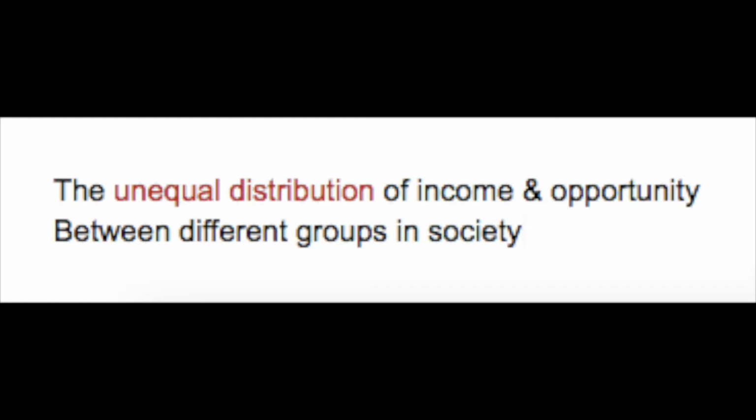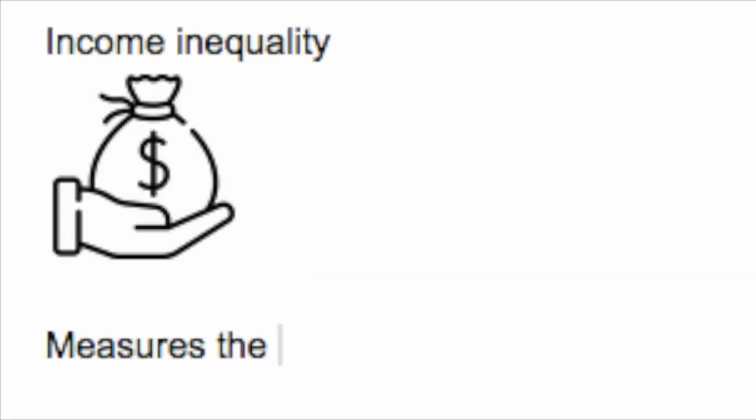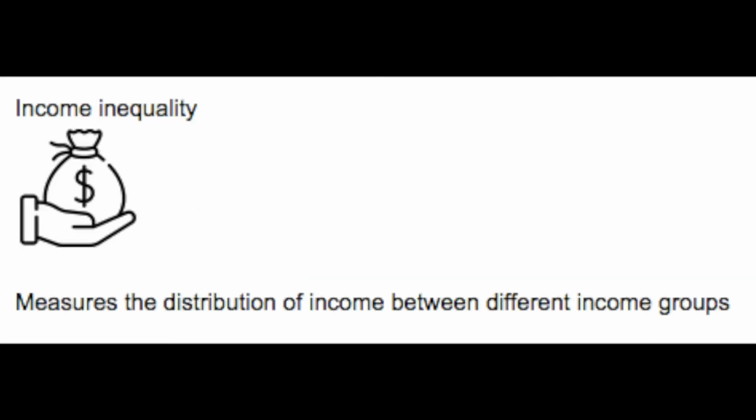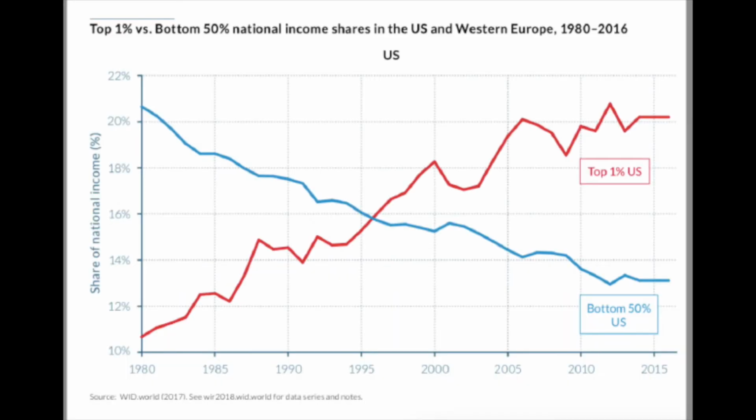Economic inequality is defined as the unequal distribution of income and opportunity between different groups in society. This encompasses problems such as income inequality, racial inequality, gender inequality, etc. Income inequality measures the distribution of income between different groups in society. Income inequality in the United States today is rampant.